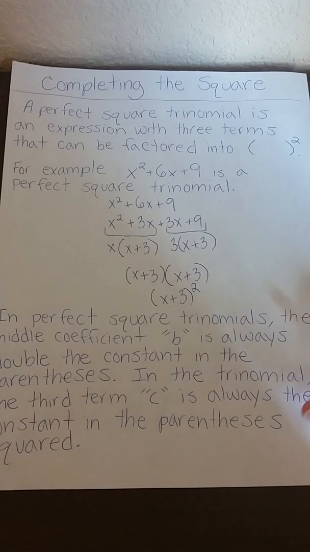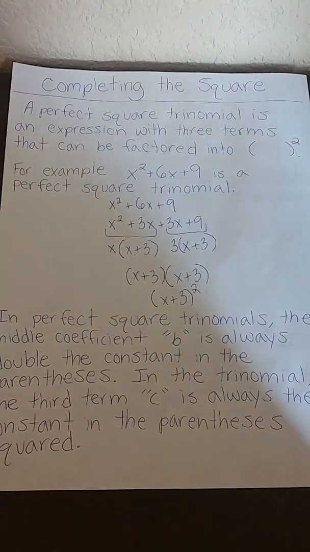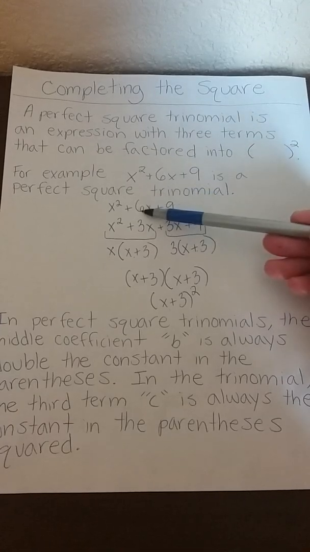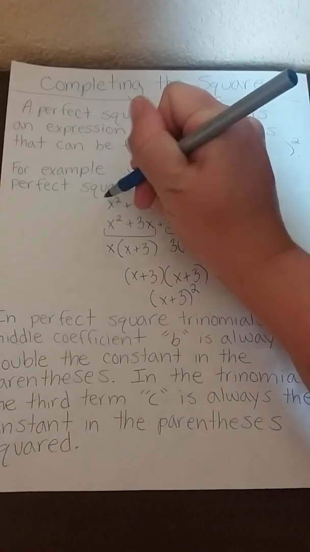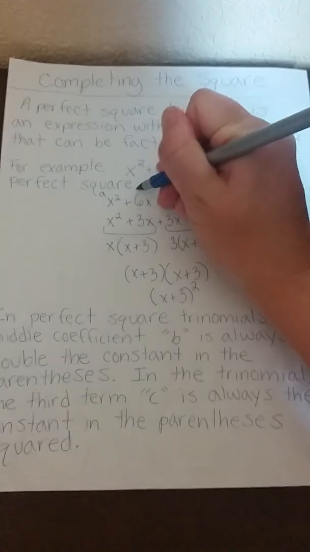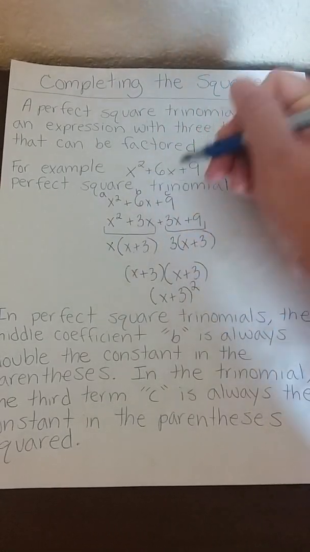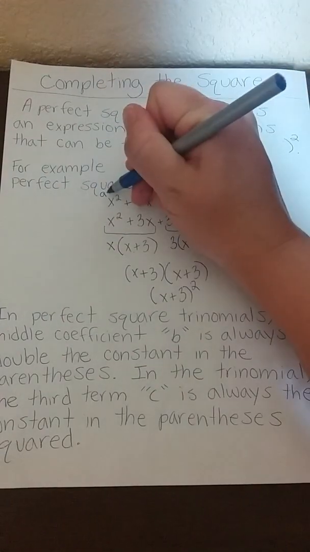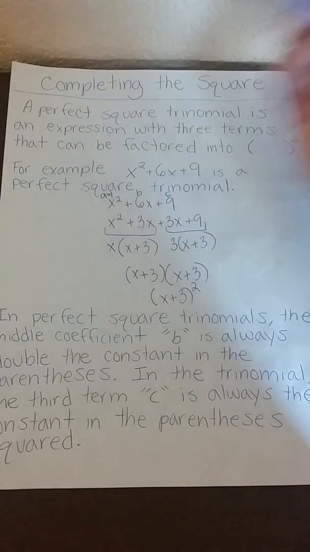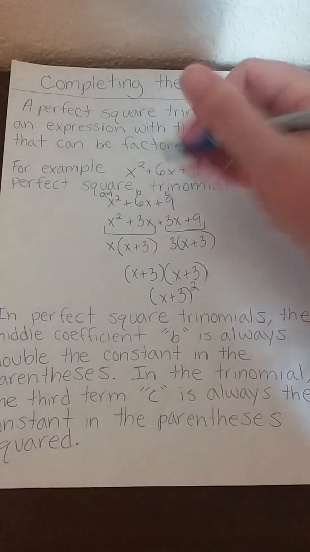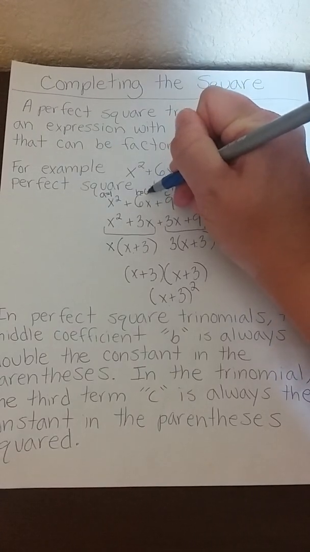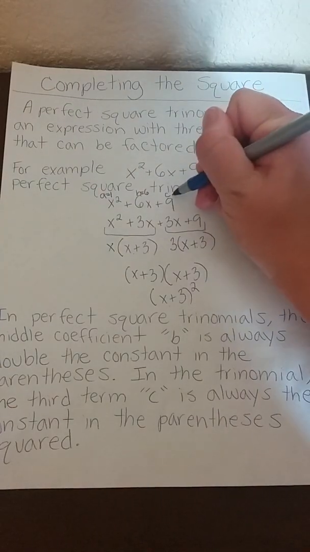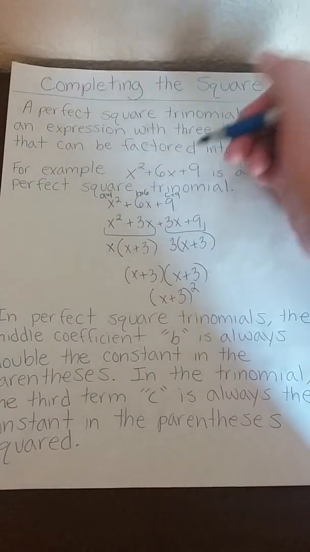There are some things we should notice about this because they'll be true of any perfect square trinomial. First, in our original problem, we have a, b, and c. A is the coefficient of x squared, so in this case, a is 1. B is the coefficient of x, so b in this case is 6. And c is our third term, which is our constant, so c is 9.